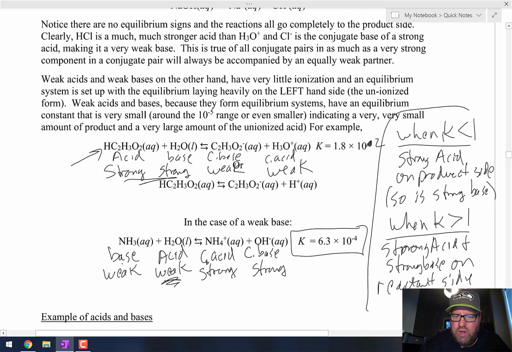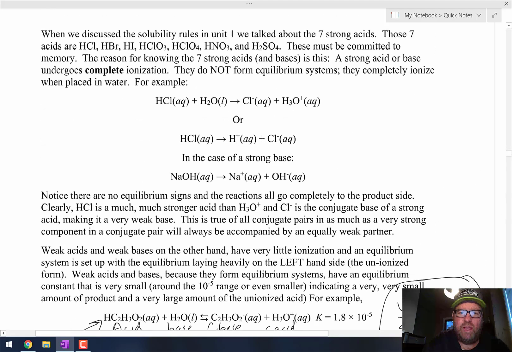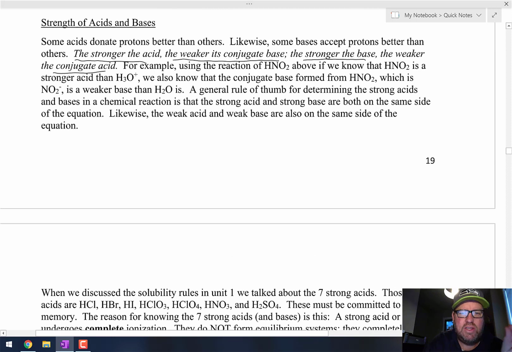So that's really what you need to know about using equilibrium constants to determine which acid is the stronger acid or which base is the stronger base. You use the equilibrium constant to figure out which acid is stronger, and then use that to figure out which base is therefore stronger. Again, this really only applies to weak acid situations.